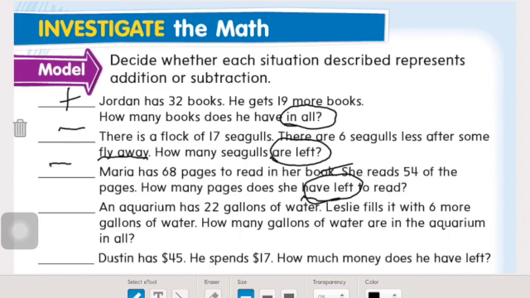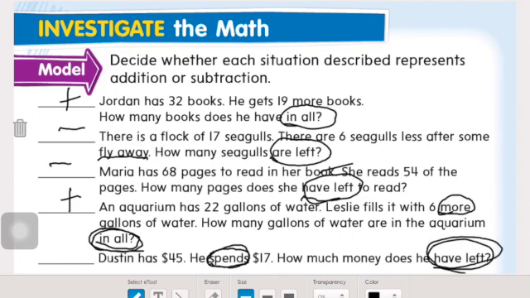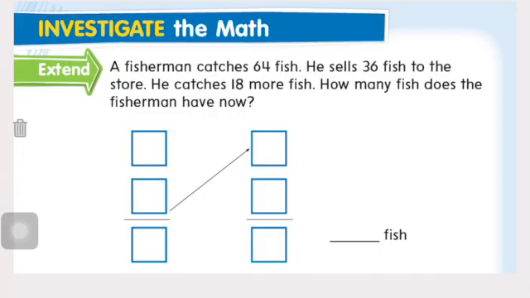An aquarium has 22 gallons of water. Leslie fills it with 6 more gallons of water. How many gallons of water are in the aquarium in all? Again, that in all is a huge clue to us that we'll be adding. And if we think about what's happening, 22 gallons, filling it with more, we're going to be adding. Dustin has $45. He spends 18. When you're spending, that means you're getting rid of money, right? How much money does he have left? There's your clue, have left. So we are subtracting because he's spending.